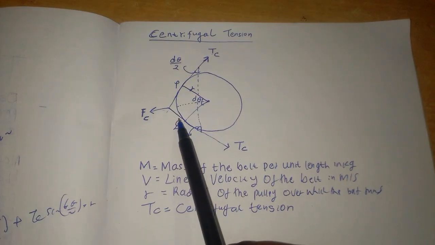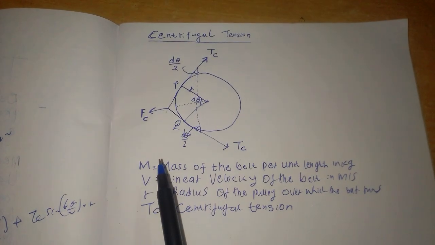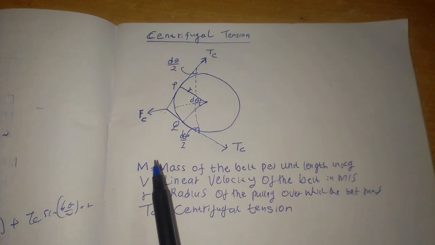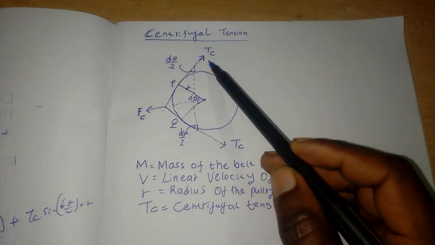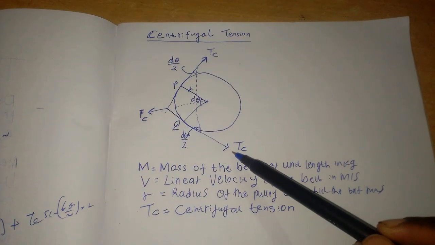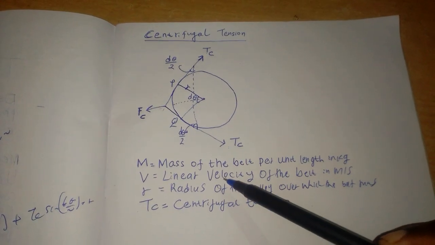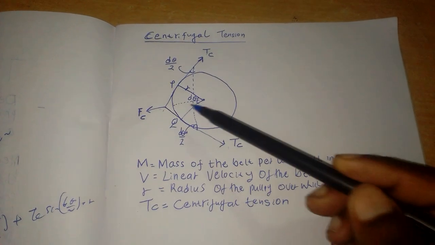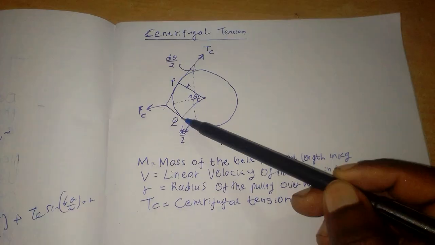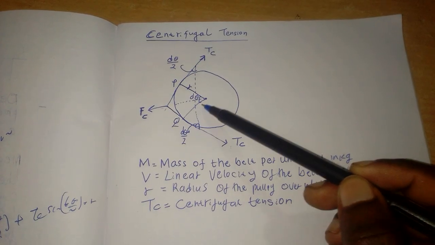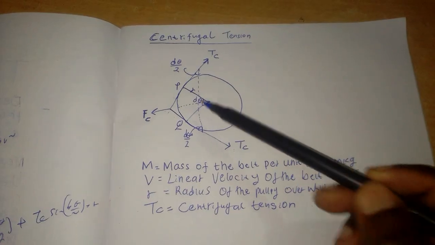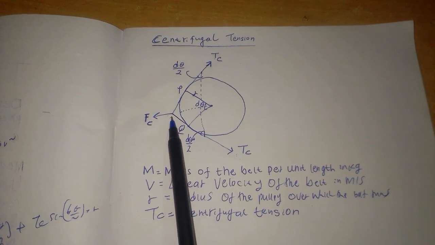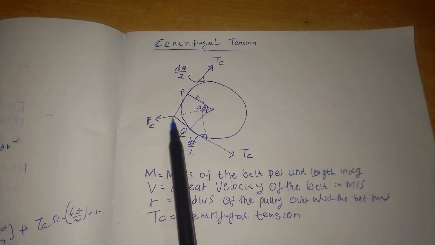As the belt runs over the pulley, some centrifugal force is caused, whose effect is to increase the tension at the slack side and also the tension at the tight side. Now, considering this diagram, we have the portion PQ, which subtends an angle d theta at the center of the pulley. Then this is the radius. Now, this is the centrifugal force.